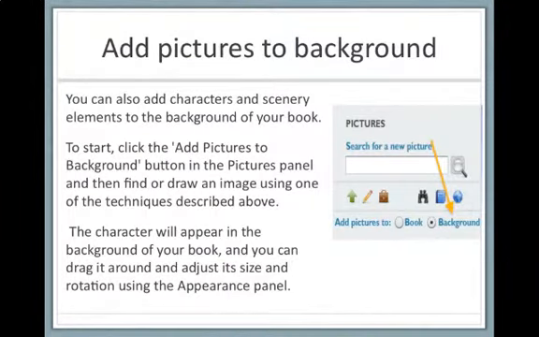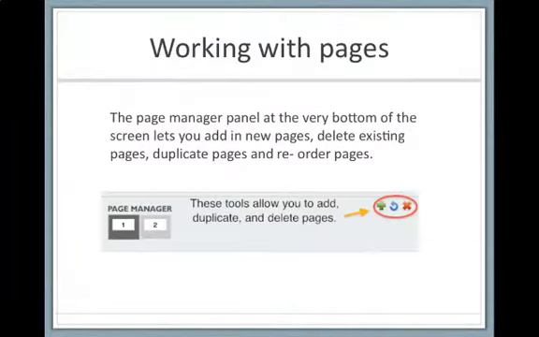You can also add characters and scenery elements to the background of your book. To start, click the Add Pictures to Background button in the Pictures panel, and then find or draw an image using one of the techniques described above. The character will appear in the background of your book, and you can drag it around and adjust its size and rotation using the Appearance panel.